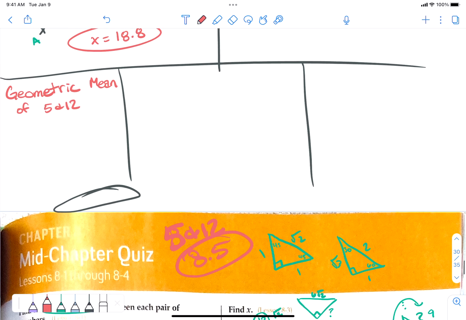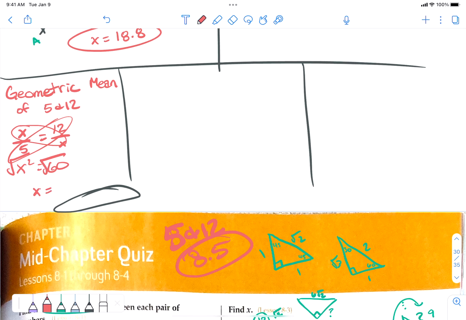So what this means is that x over 5 equals 12 over x, okay? And we cross multiply. So we get x squared equals 5 times 12, which is 60, and we take the square root. So x is actually, I think it's like 7.7 or something like that. I don't know. I got to figure it out. 7.7, yeah. So geometric mean, we got 7.7 versus 8.5. Way different. Geometric mean is way different.